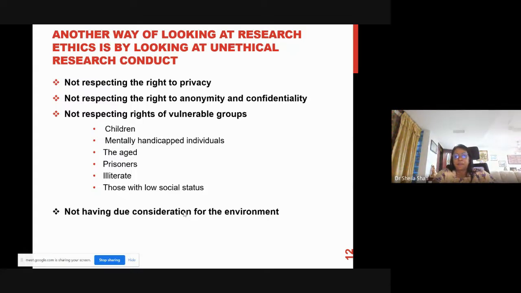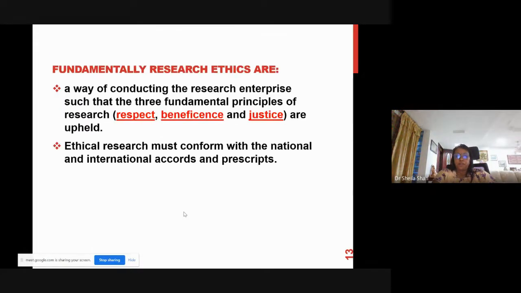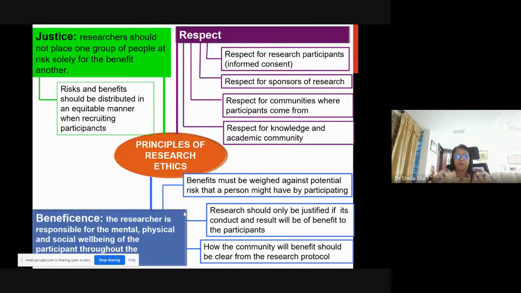And you're not respecting the environment. So fundamentally, research ethics are a way of conducting research such that you have respect and you do justice to your research, and you must conform with the national and international accords. Okay, so these are the principles of research ethics.